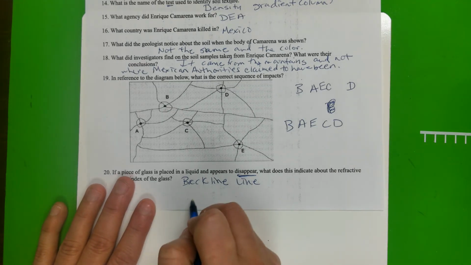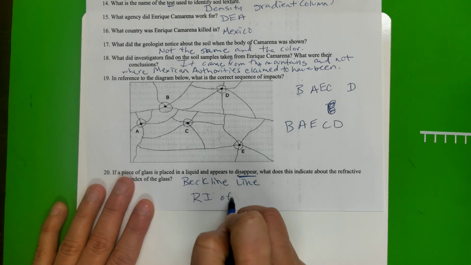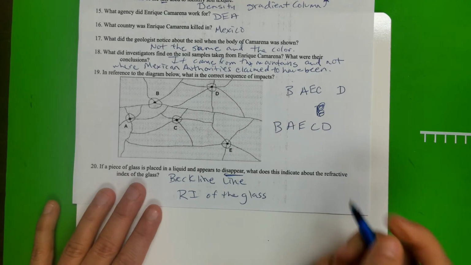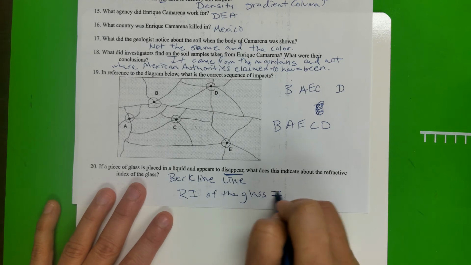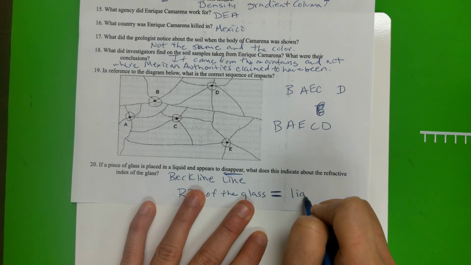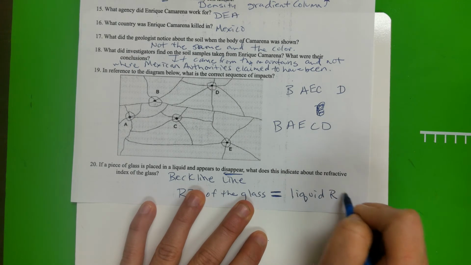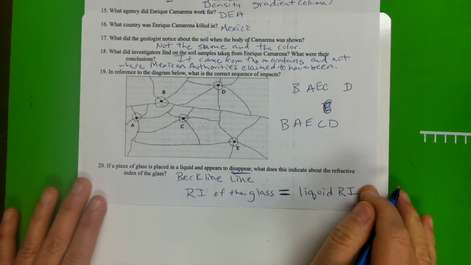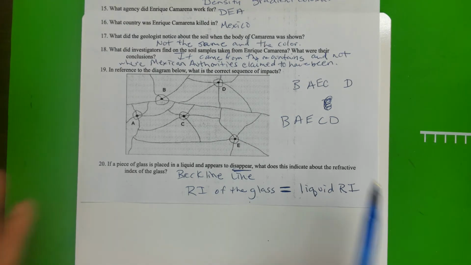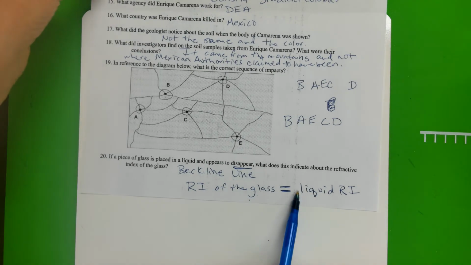So the refractive index of the glass is equal to the refractive index of the liquid. And that was exactly what I was trying to show you in the lab.